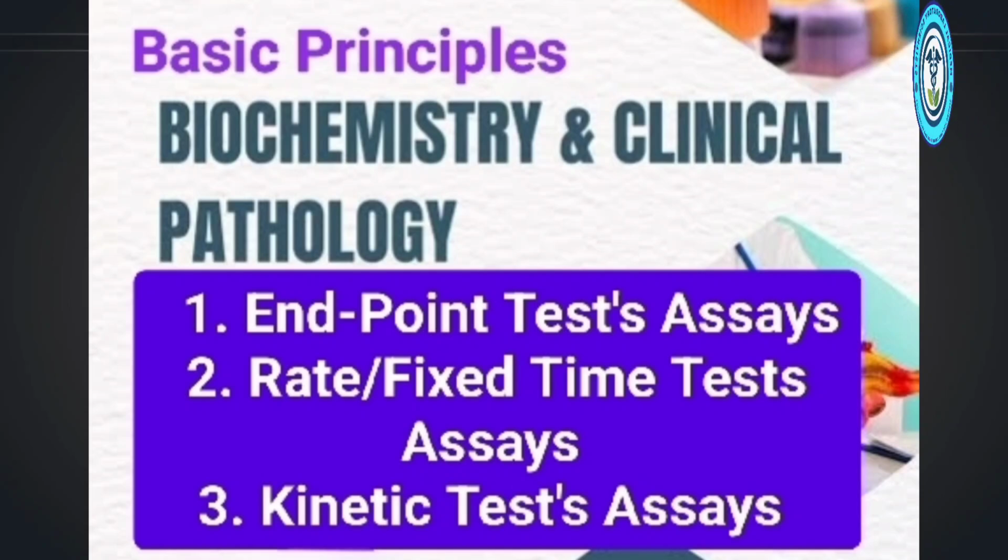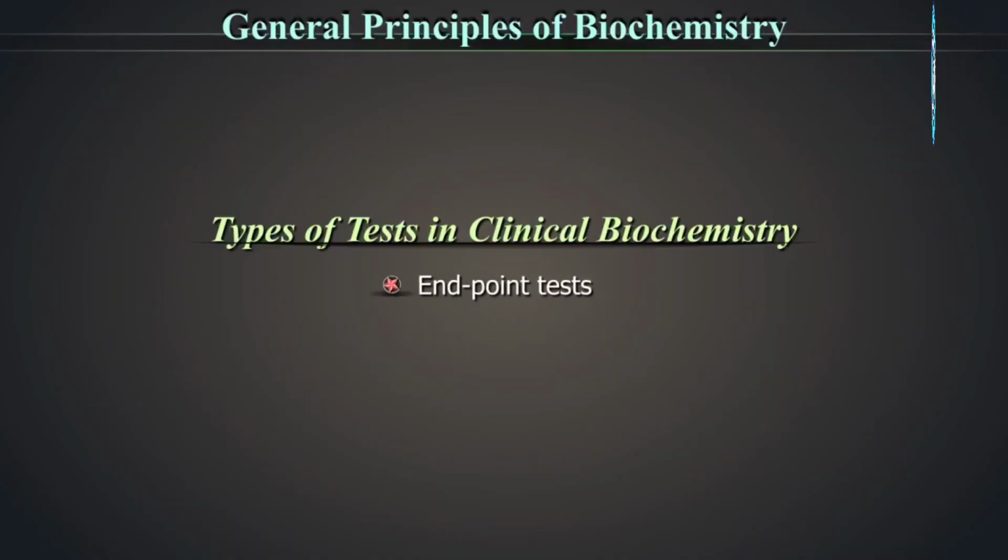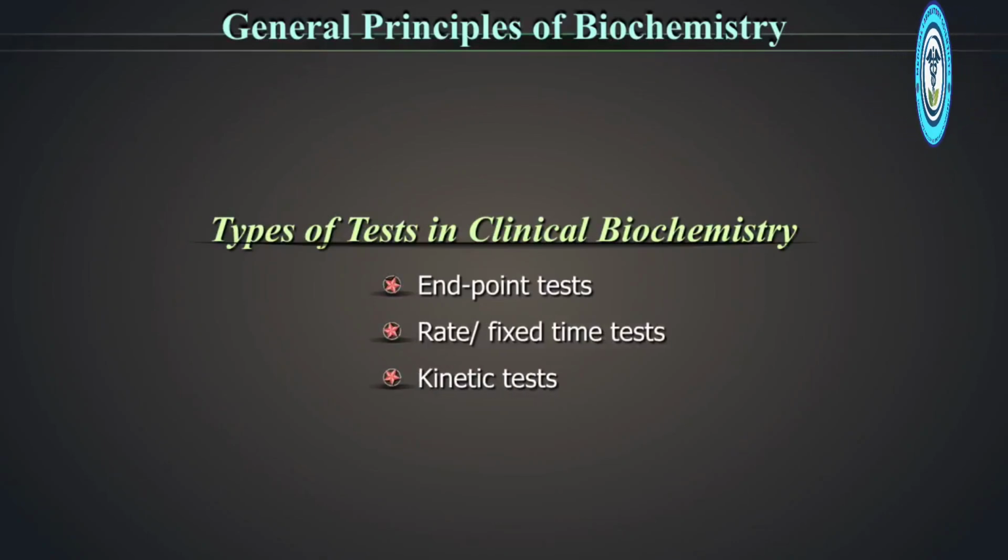There are three main kinds of tests we generally do on these analyzers: endpoint tests, rate or fixed time tests, and kinetic tests. We will discuss one test of each kind in this tutorial. We will take up the principle of each as we get there.